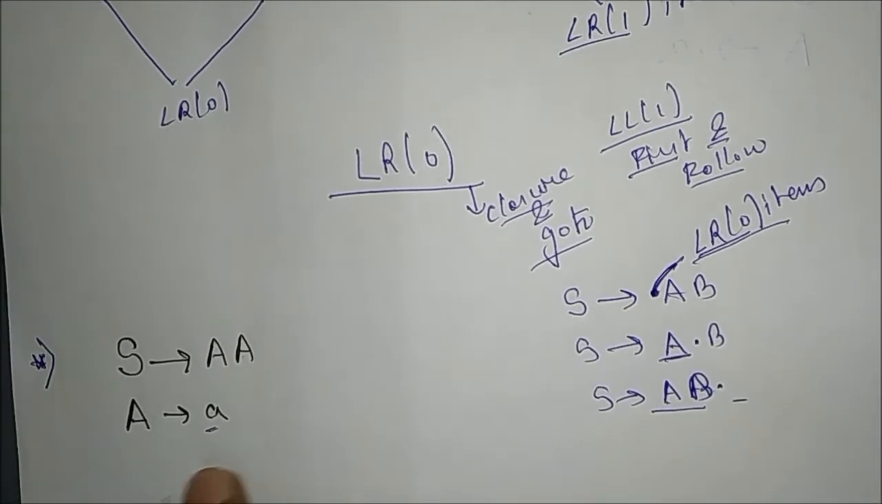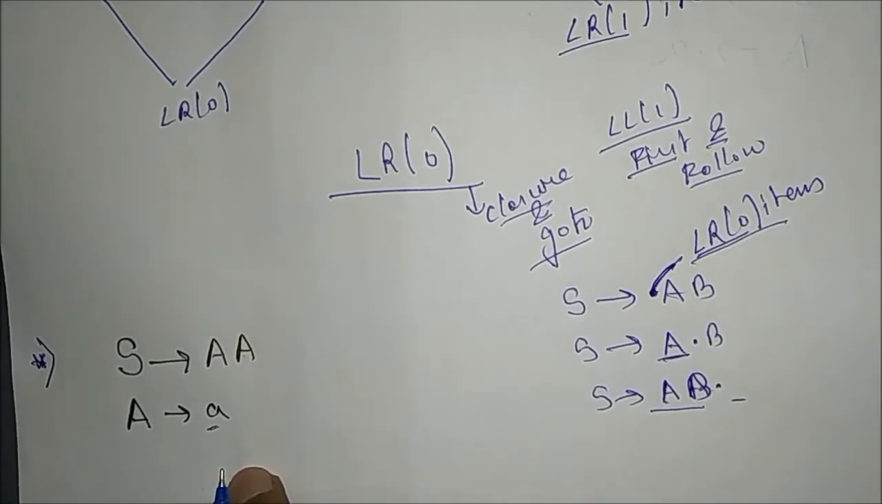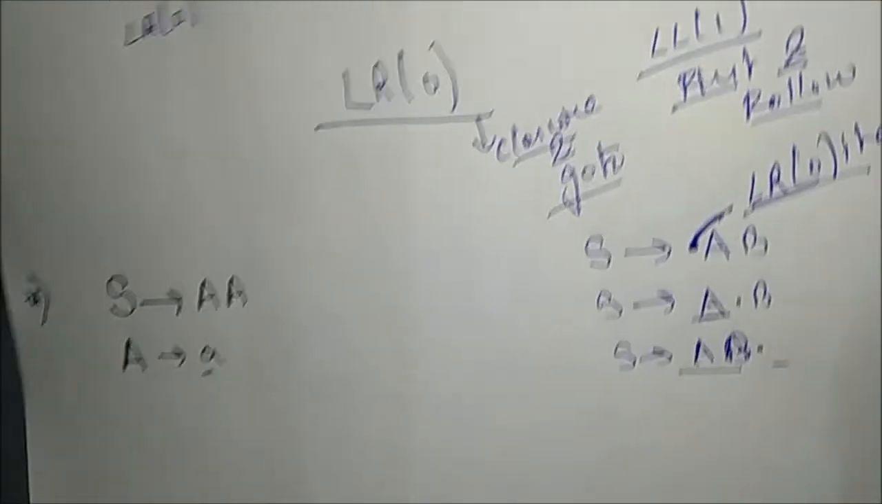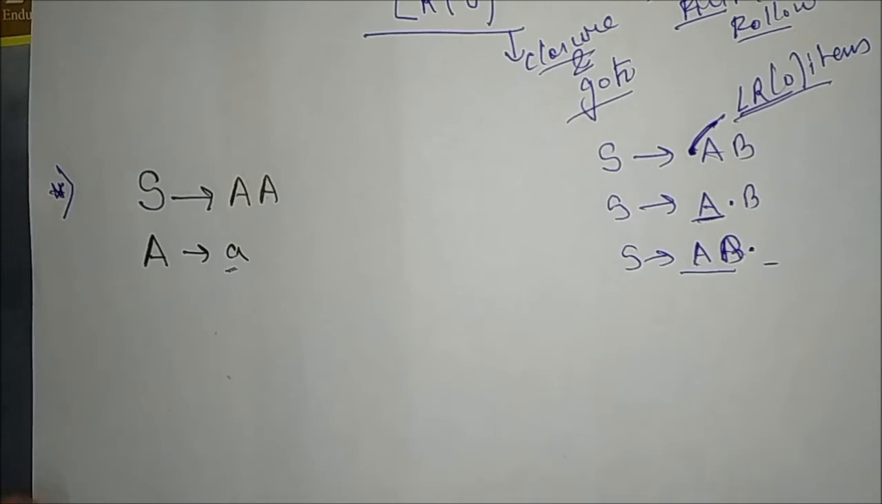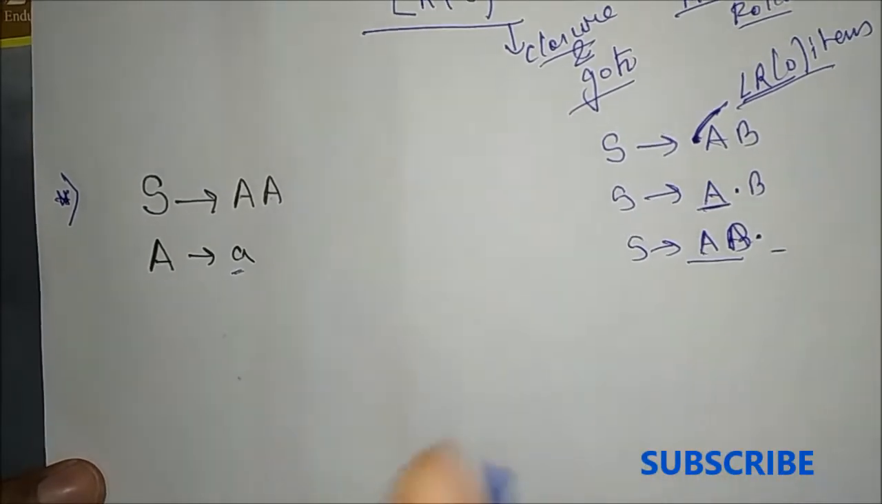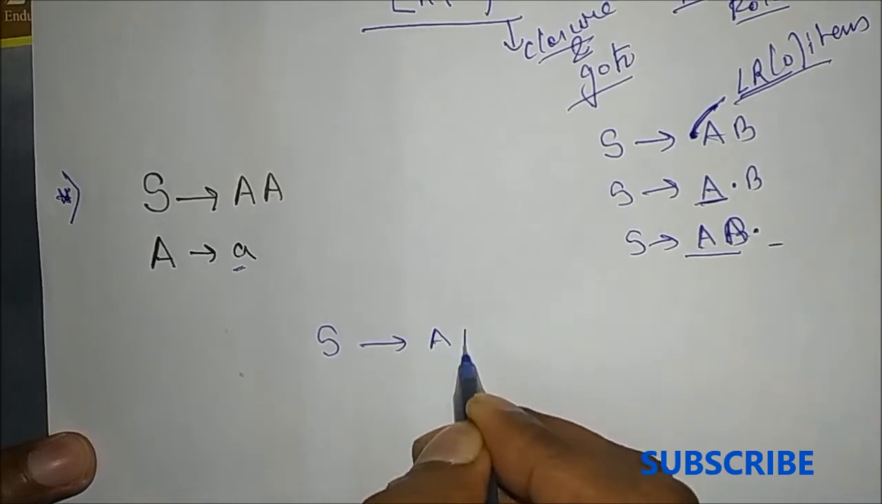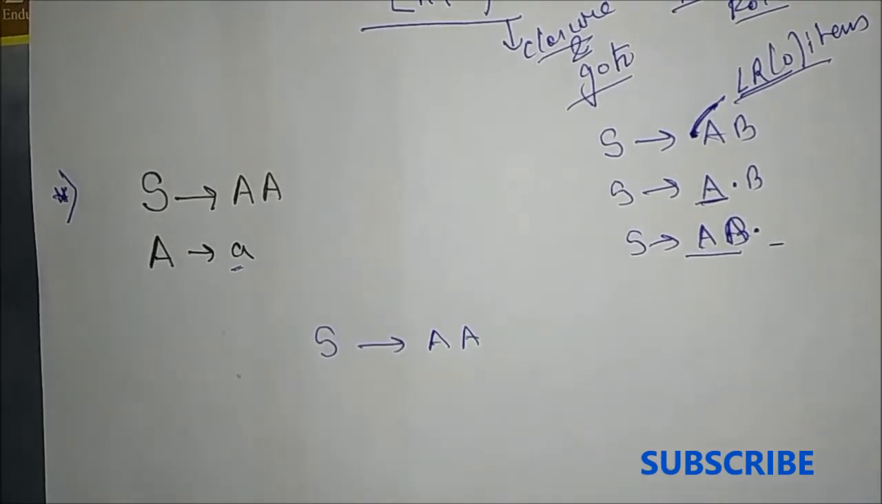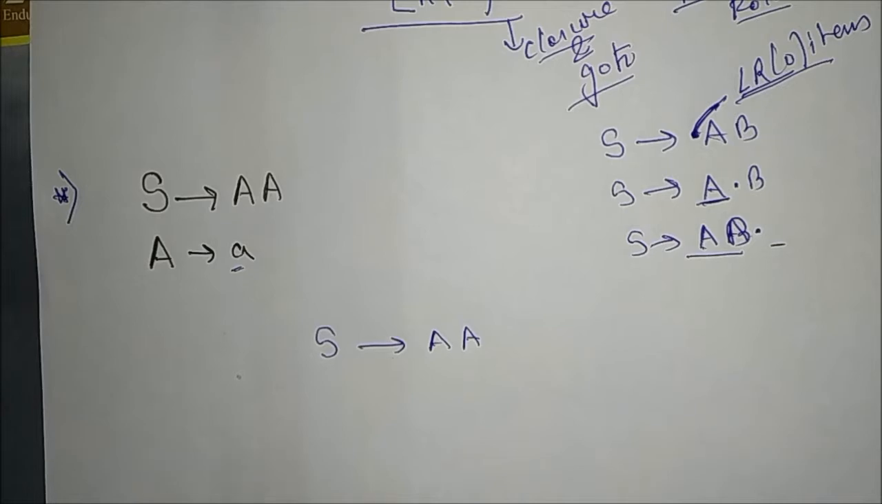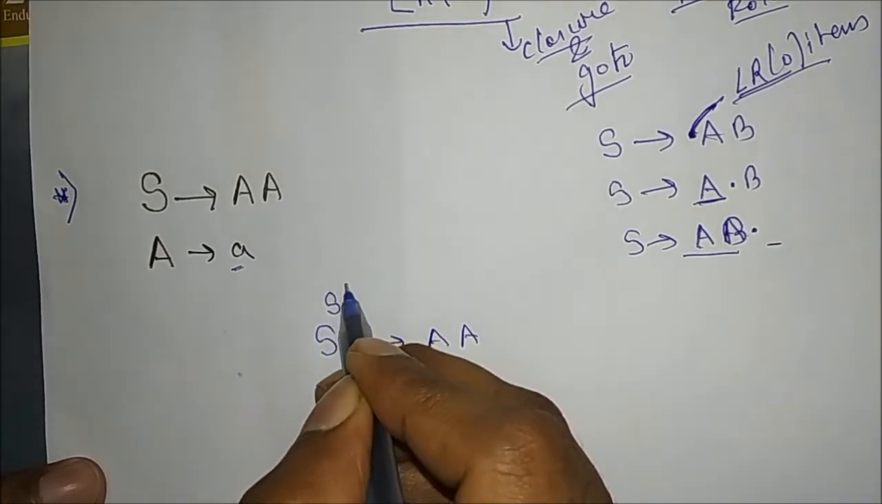Now this is the given production, and we will find the canonical collection of LR0 items. What will we do? First we'll find the closure, then we'll do the goto. S is given in the production, and we have to add another production. This is called augmented grammar.